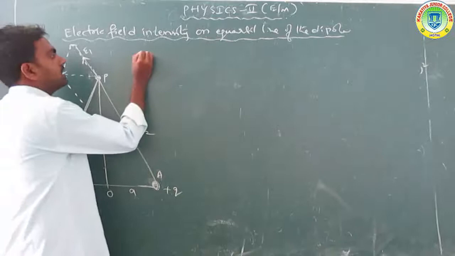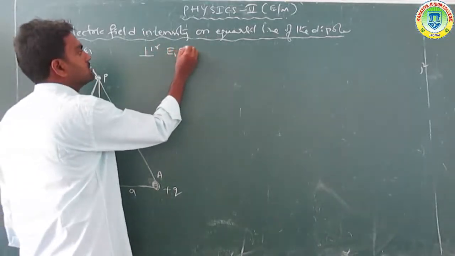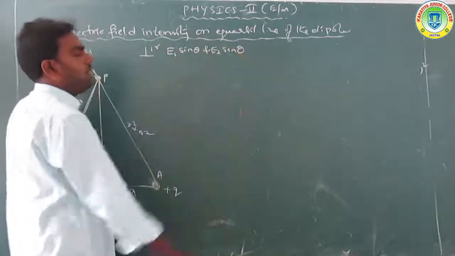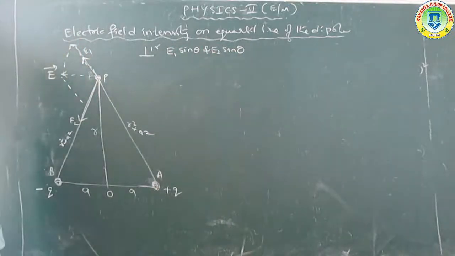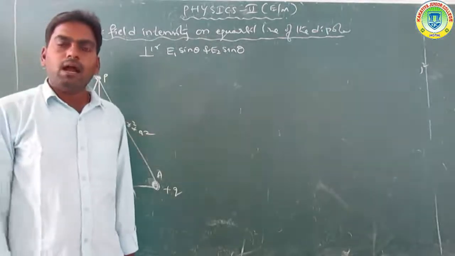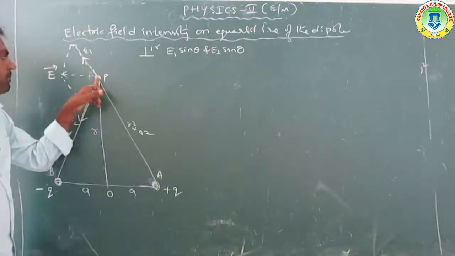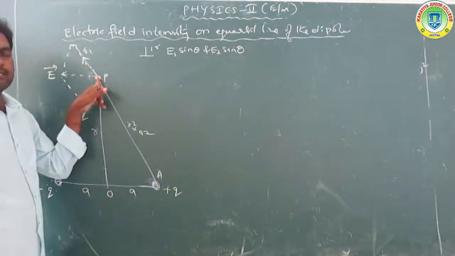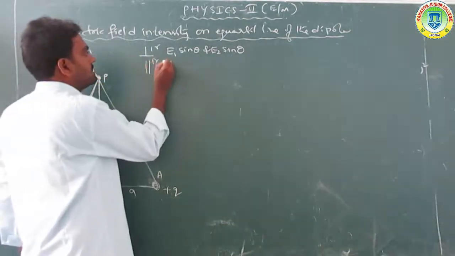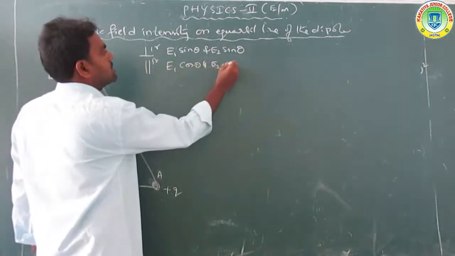So the perpendicular components are E1 sin theta and E2 sin theta. These two are equal and opposite, so they cancel each other. So the perpendicular components are cancelled. And the parallel components are taken as E1 cos theta and E2 cos theta.